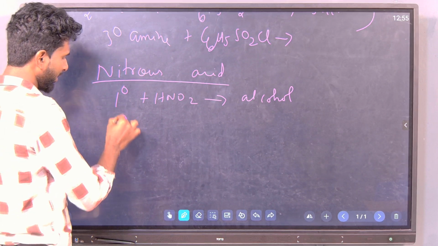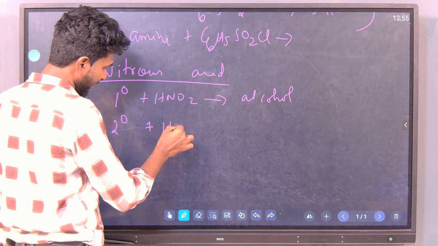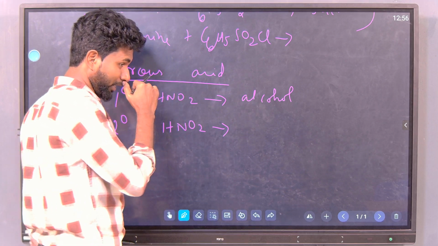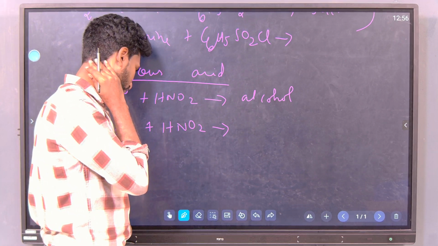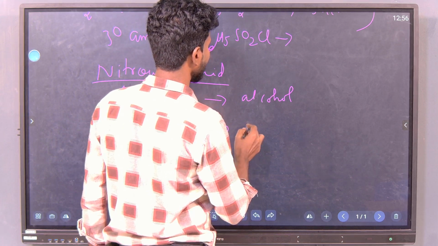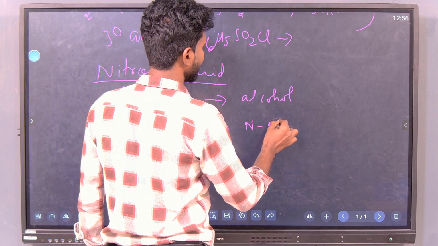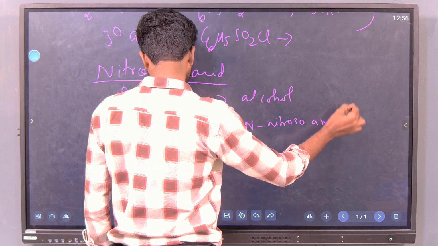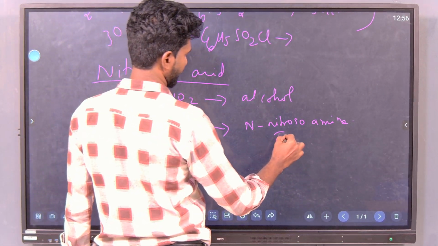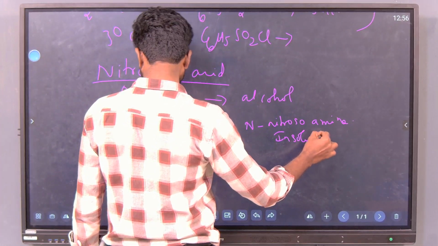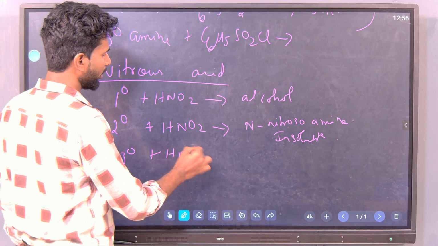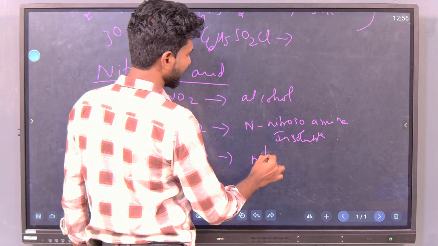Then secondary amine with nitrous acid, HNO2, gives a yellow colored oil, a syrupy liquid, I think. Yellow colored oil, not a liquid, oil. It is the N-nitrosoamine, a yellow colored oil. It's insoluble. Then tertiary amine gives the salt: tertiary amine plus HNO2 gives nitrite salt.